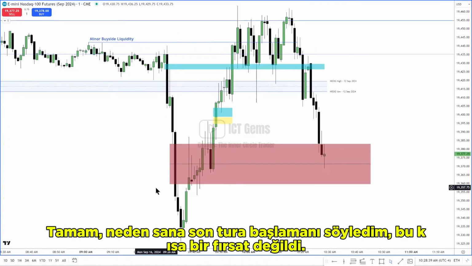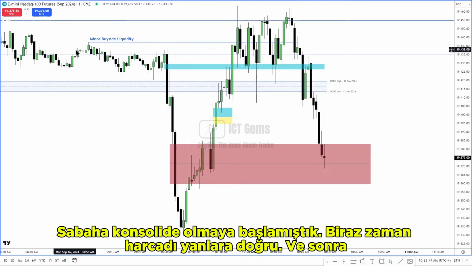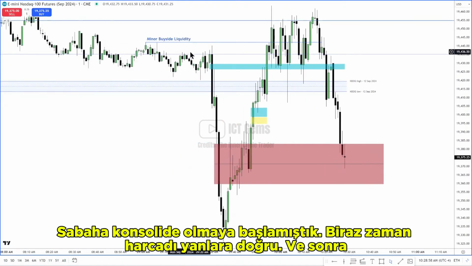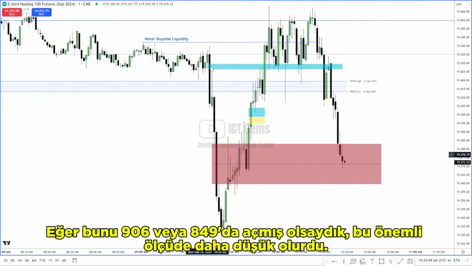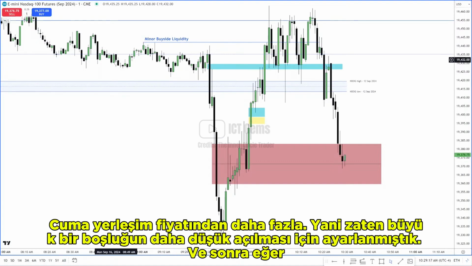Okay. Why did I tell you at the beginning of the live stream that this was not a shorting opportunity? Well, we had started the morning consolidating. It spent a little bit of time meandering sideways, and then it broke initially right away. After it had already dropped from previous Friday's settlement price, if we would have opened back here at 906 or 849, that's significantly lower than Friday's settlement price. So we were already set up to have a big gap opening lower.